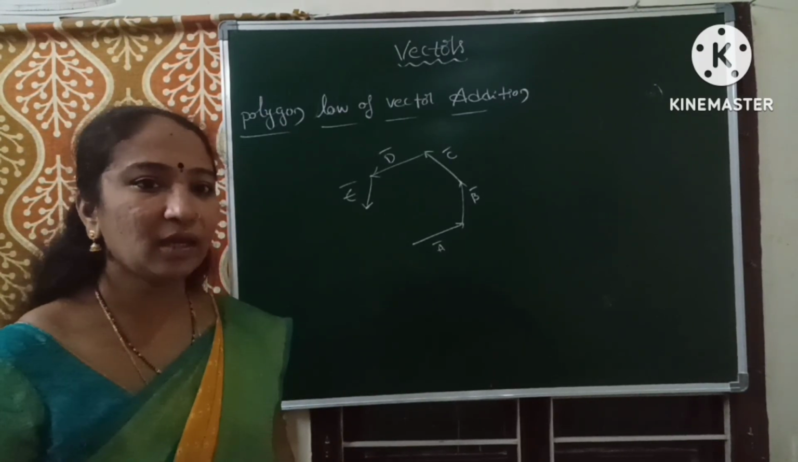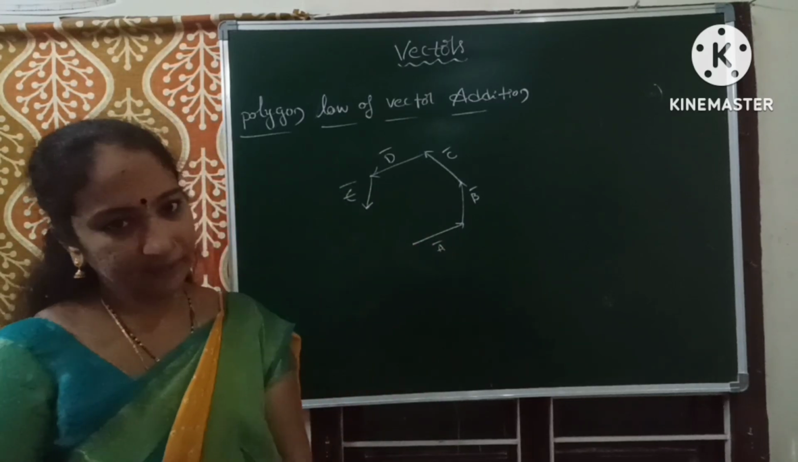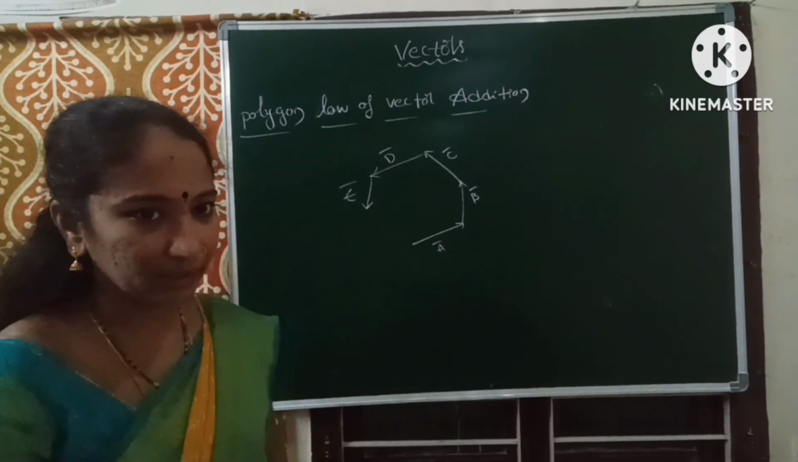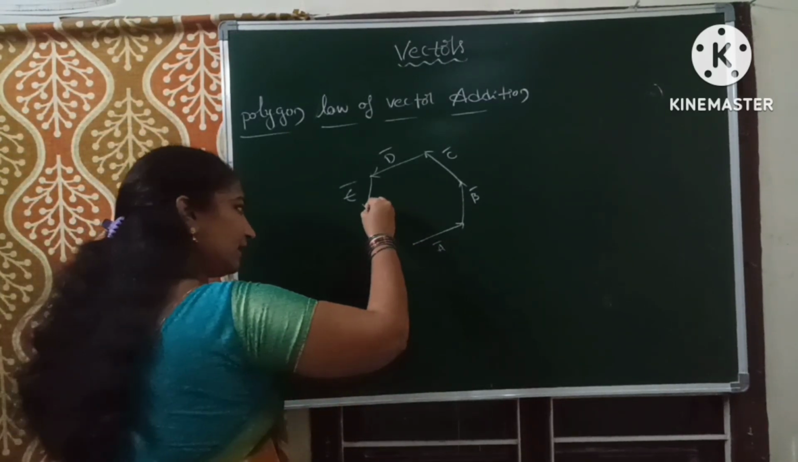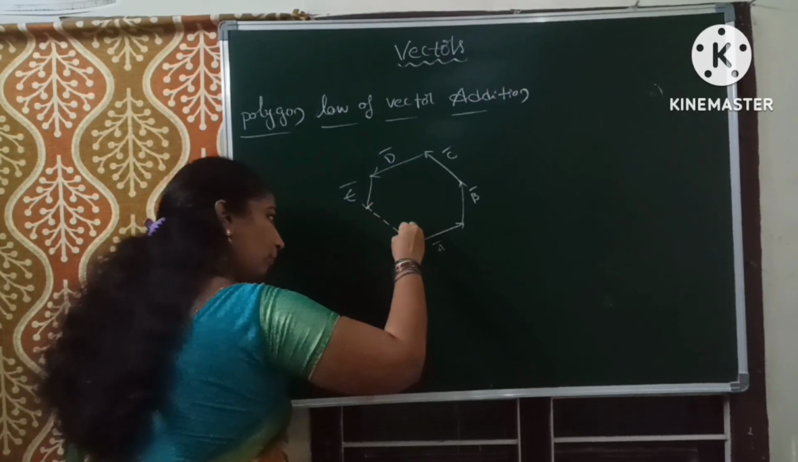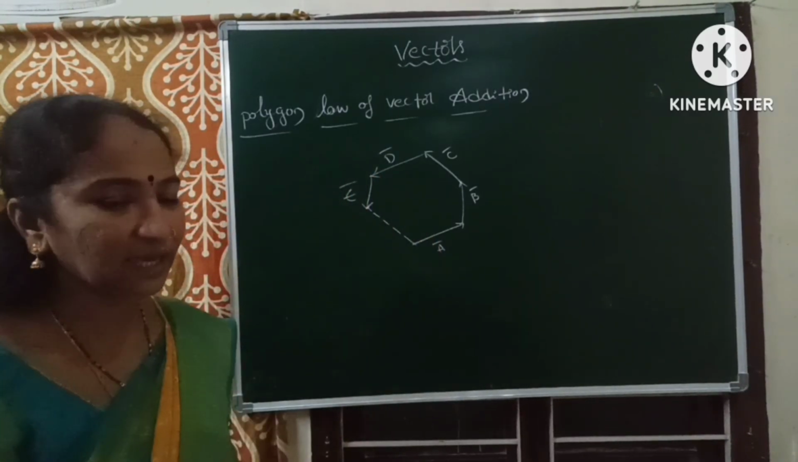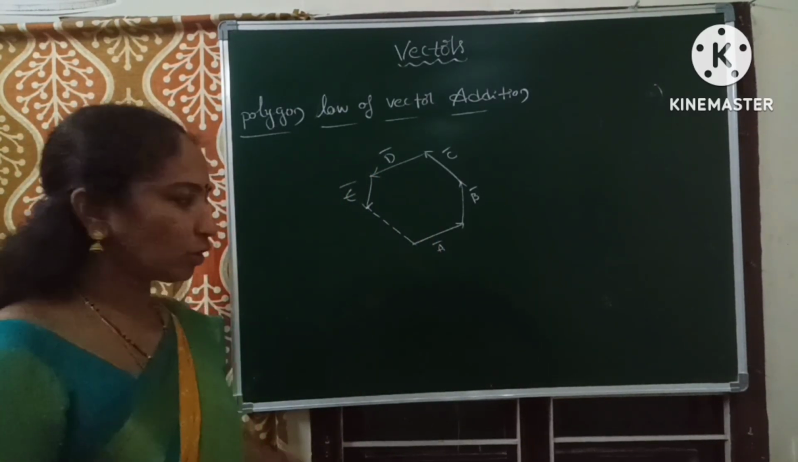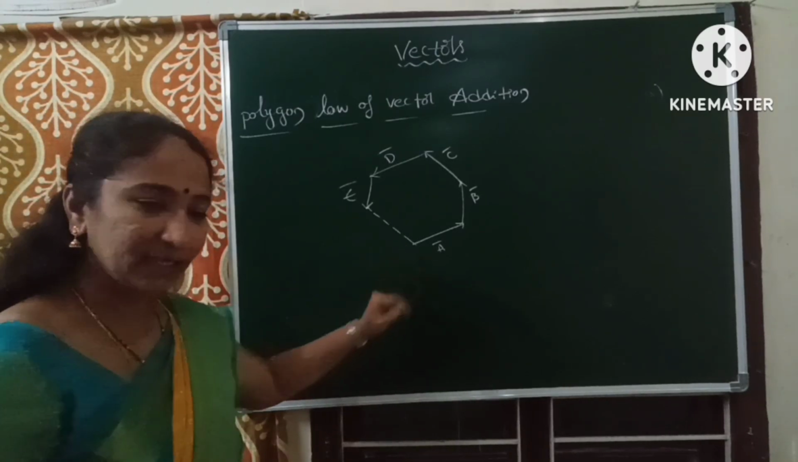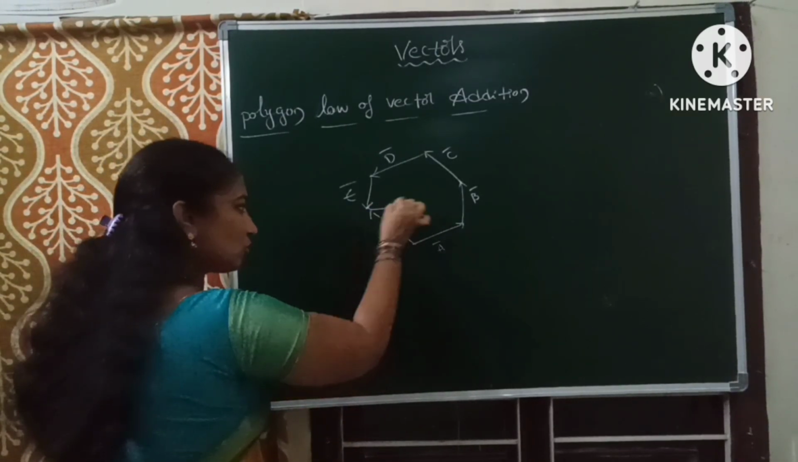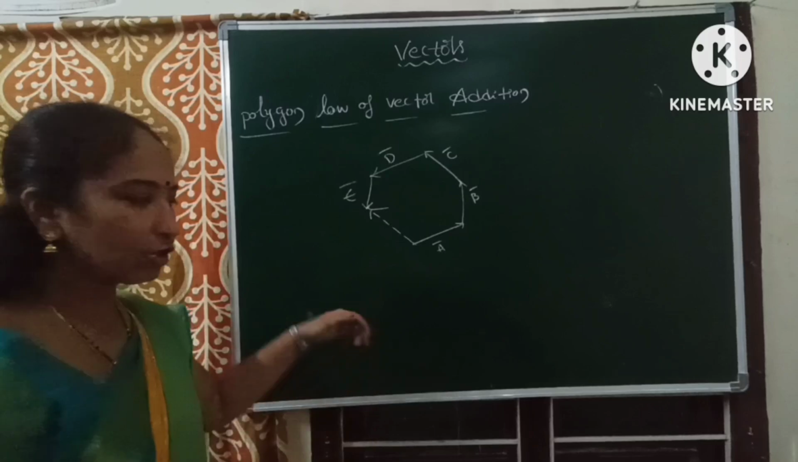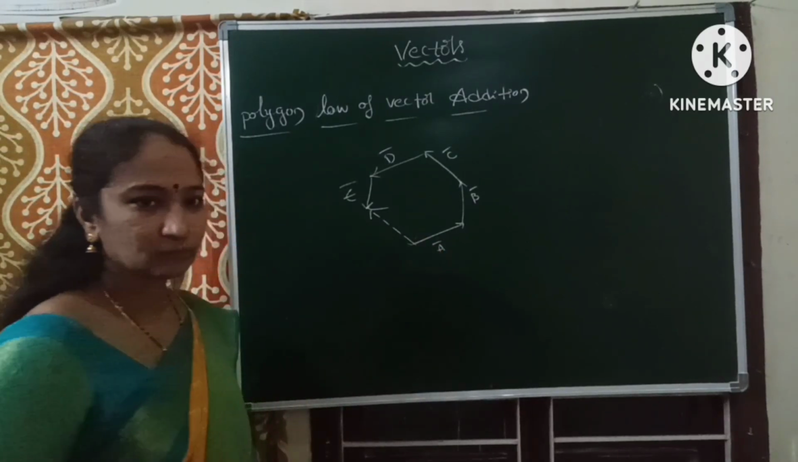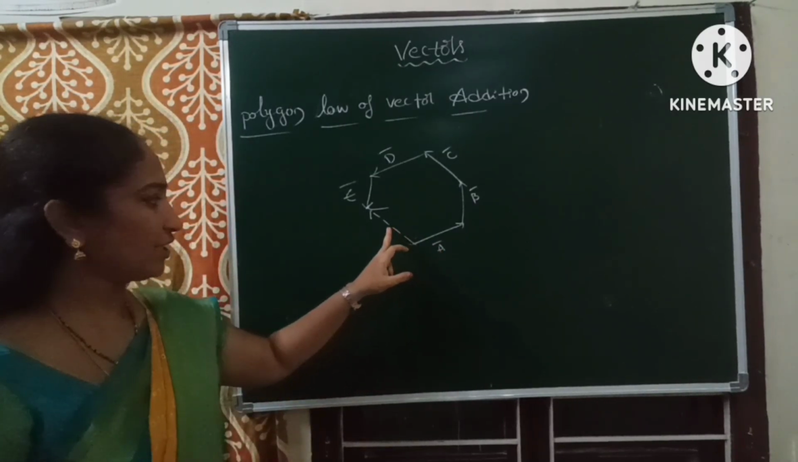Finally, what do we have to calculate? The resultant we have to calculate. What is the resultant? Simple. The resultant is nothing but the closing side of the polygon. The polygon must be closed. The closing side of the polygon is in the reverse order. If we take it in the same order, the arrow comes here. But what does the polygon law say?